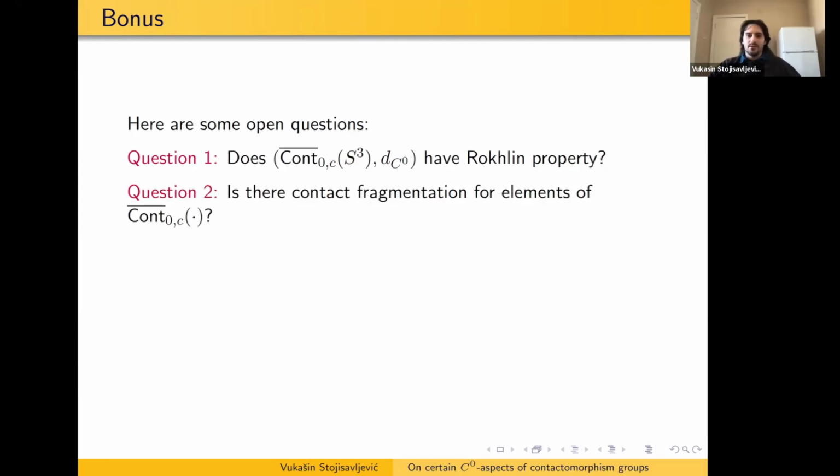Okay, question number two is: can one prove a contact fragmentation for contact homeomorphisms?